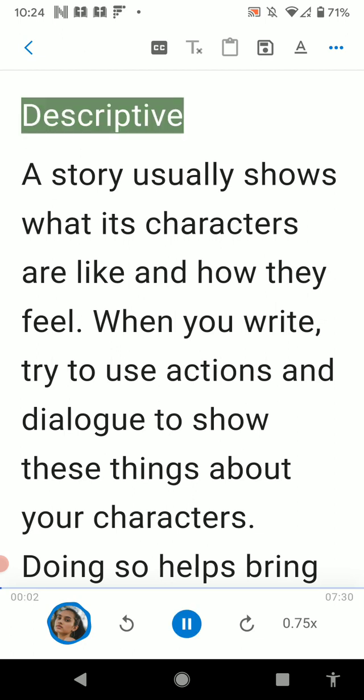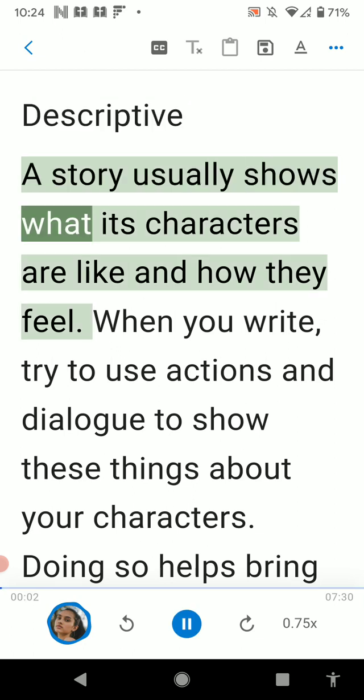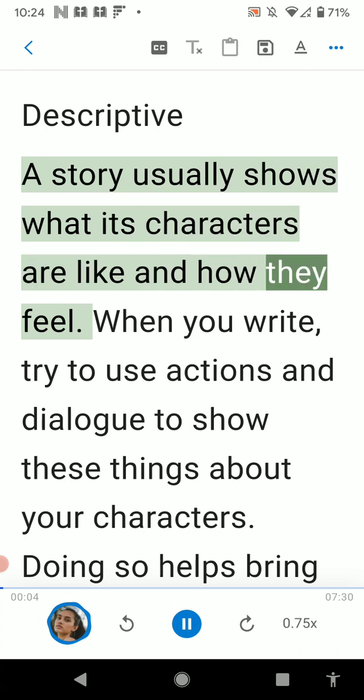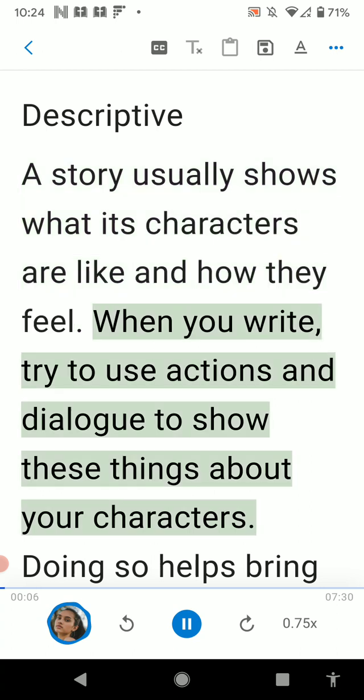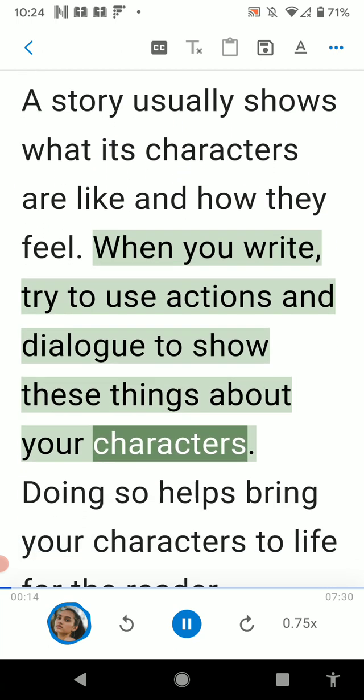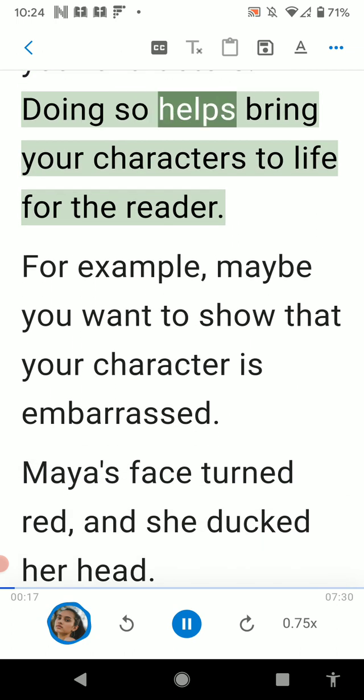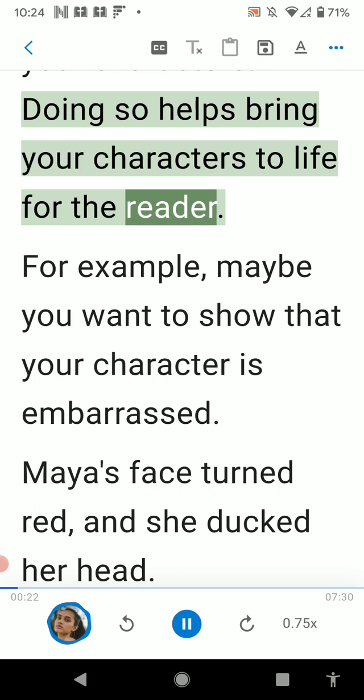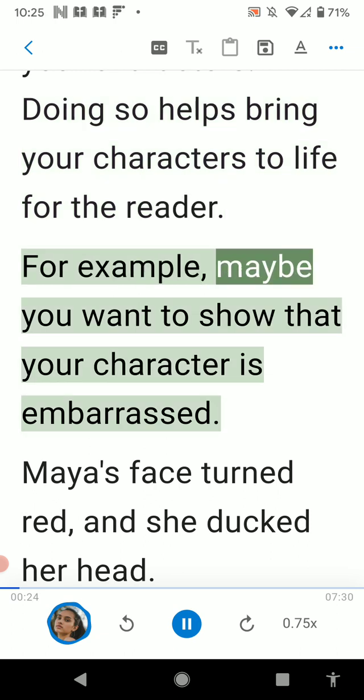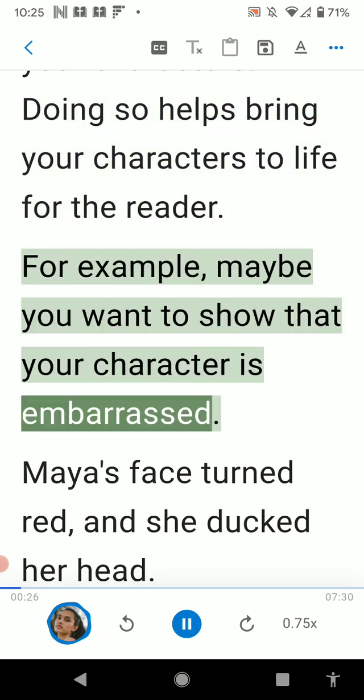Descriptive. A story usually shows what its characters are like and how they feel. When you write, try to use actions and dialogue to show these things about your characters. Doing so helps bring your characters to life for the reader. For example, maybe you want to show that your character is embarrassed.